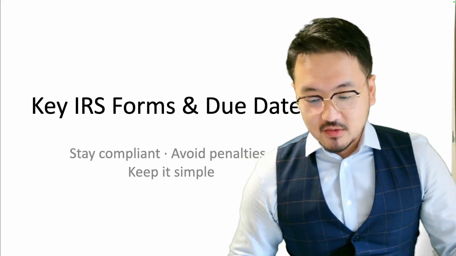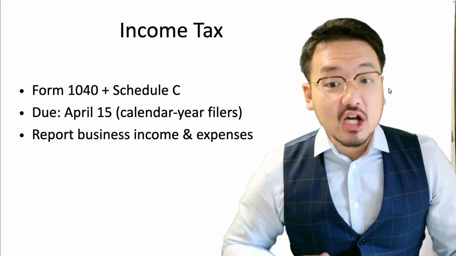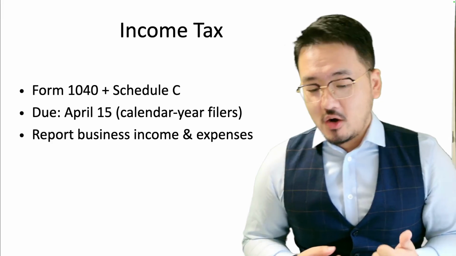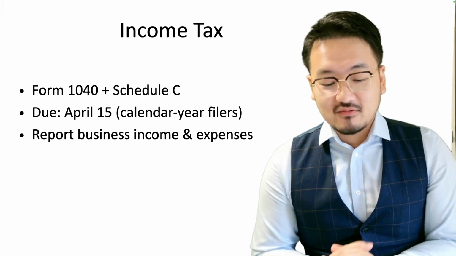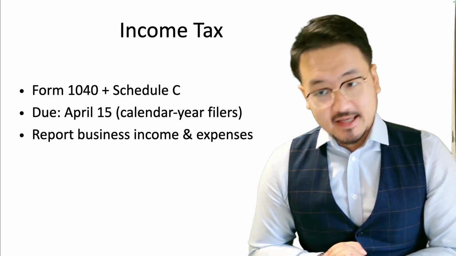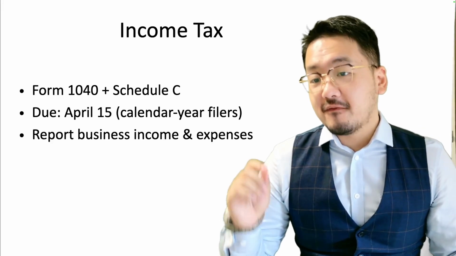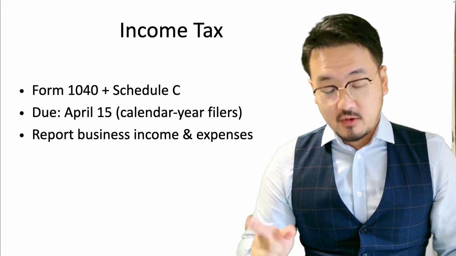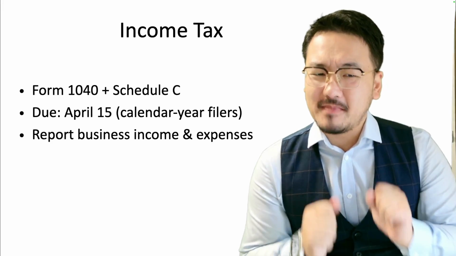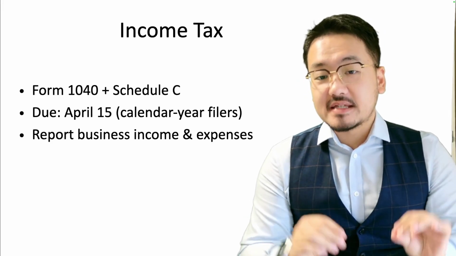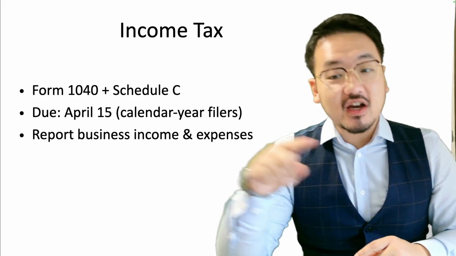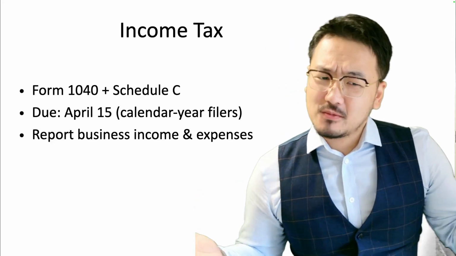So first and foremost, the most common one is income tax. This applies if you're, say, a sole proprietor or a freelancer, right? It's a really common scenario. You'll be filing Form 1040 with Schedule C. And the deadline, I know this may seem a mouthful, but it actually makes sense. Just think about this: the deadline is the 15th day of the fourth month after your tax year ends. Okay? What does that mean?